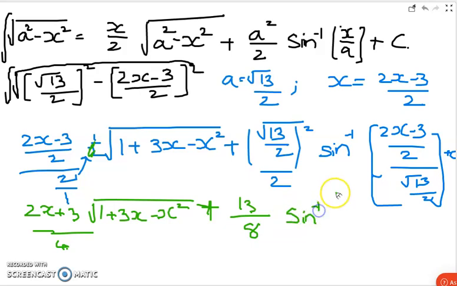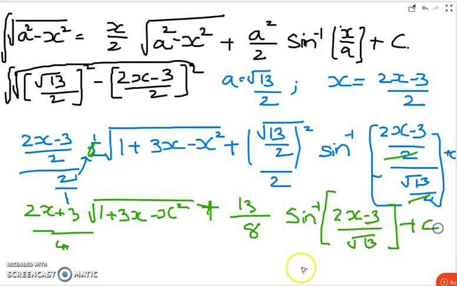Sine inverse. Now this 2 and this 2 get cancelled. See, if it goes up it will become 2 by root 13. The 2 gets cancelled, root 13 it will be. So sine inverse of 2x minus 3 by root 13, plus c. So this is the answer for the problem.